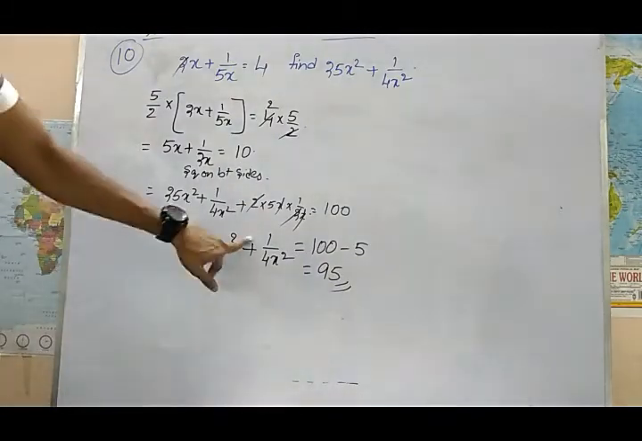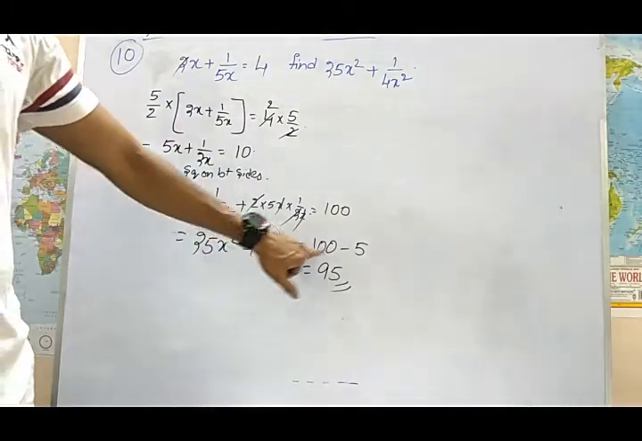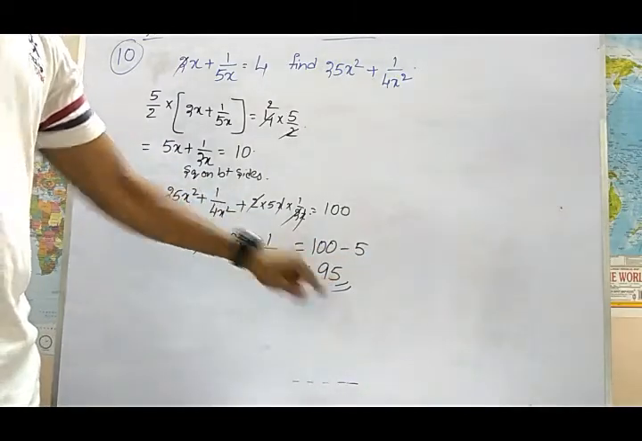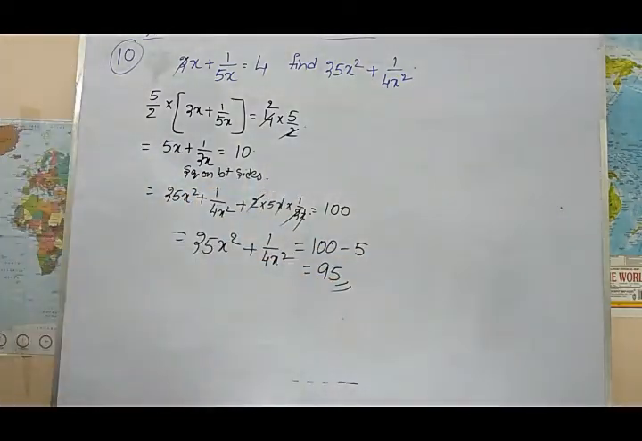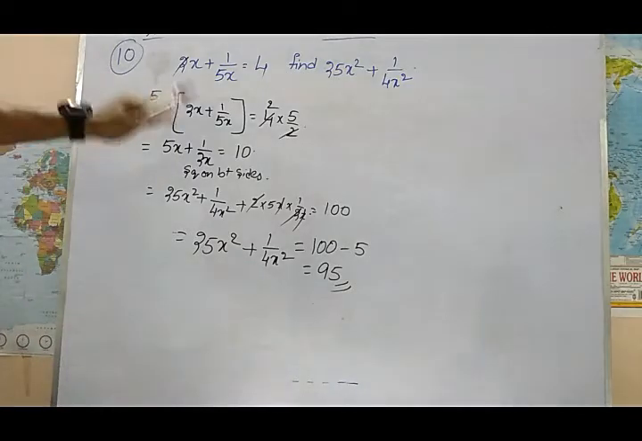So here 25x square plus 1 by 4x square equal to 100. 100 minus 5 is 95. You got my point, students?